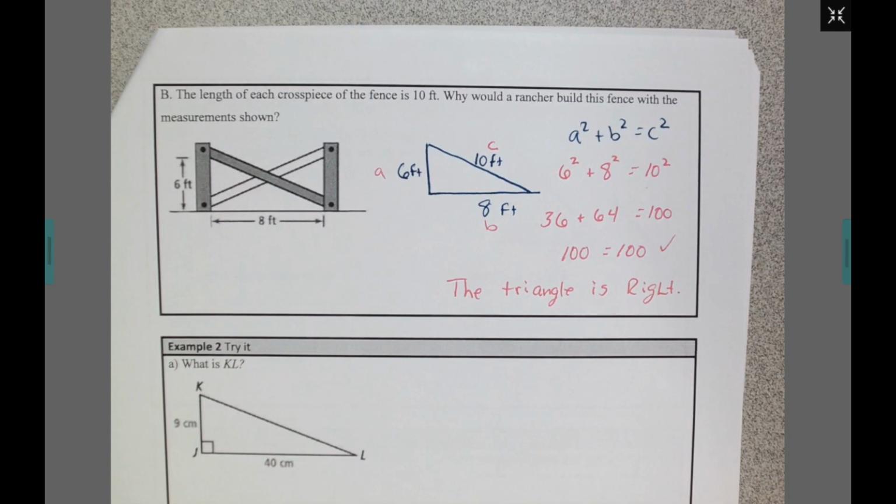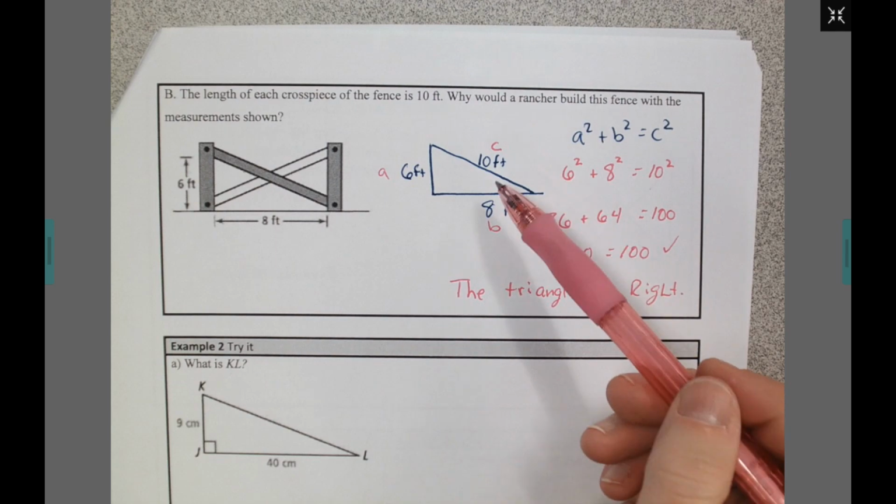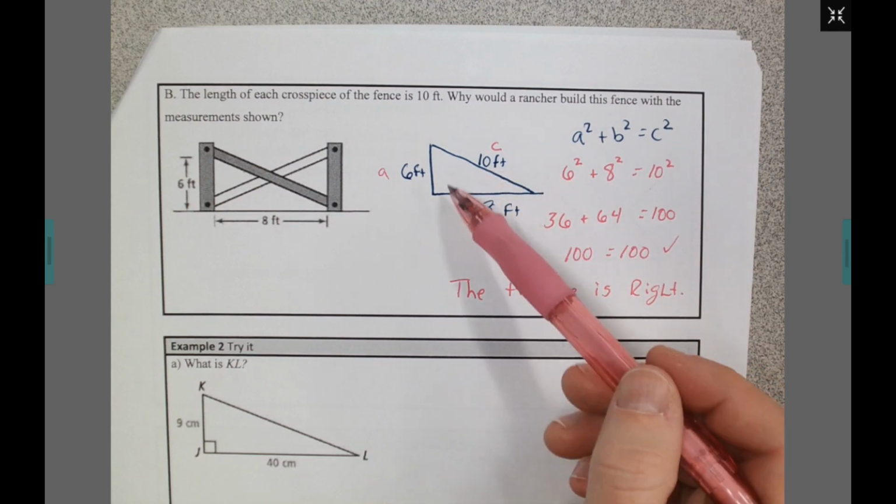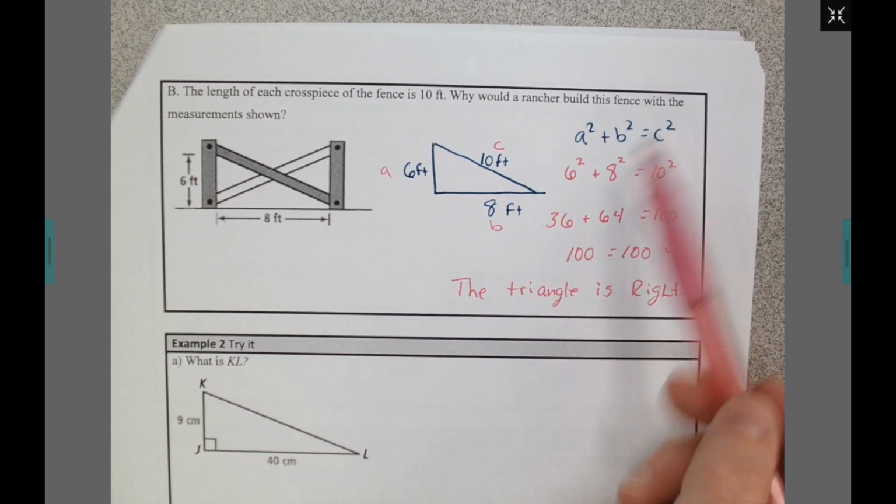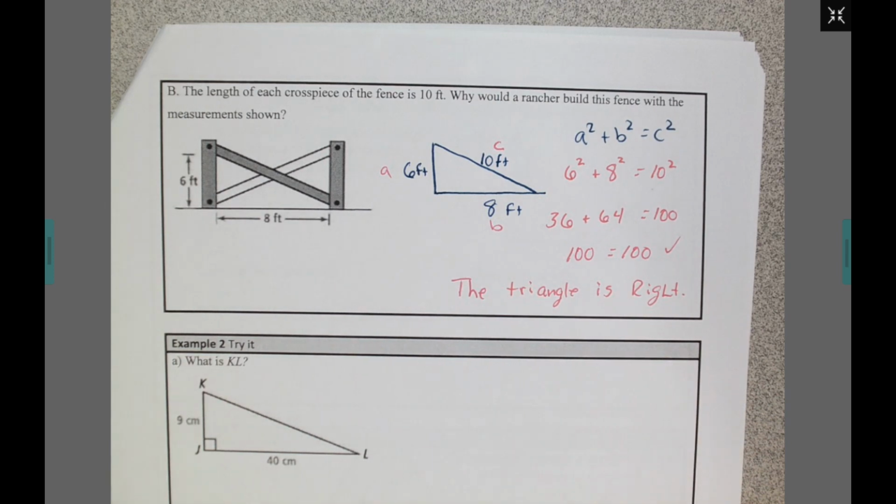Okay, so for any problem where they ask you to prove whether the triangle is right or not, you have to go ahead, identify the biggest side, make it C. The other two sides would be A and B. You plug in the Pythagorean theorem, and if you get a true statement from it, then we can say the triangle is right.